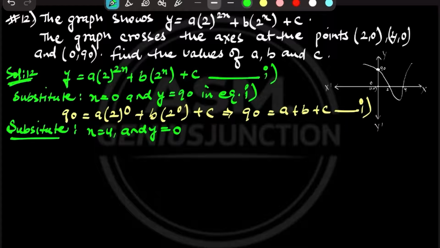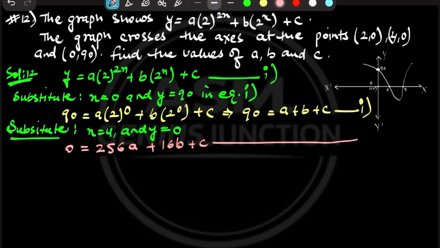When I substitute x equals 4 and y equals 0, we get 0 equals, since x equals 4 means 2 raised to power 8, and 2 raised to power 8 gives you 256. So I will write 256a plus 16b plus c. This is going to be my equation number 2.